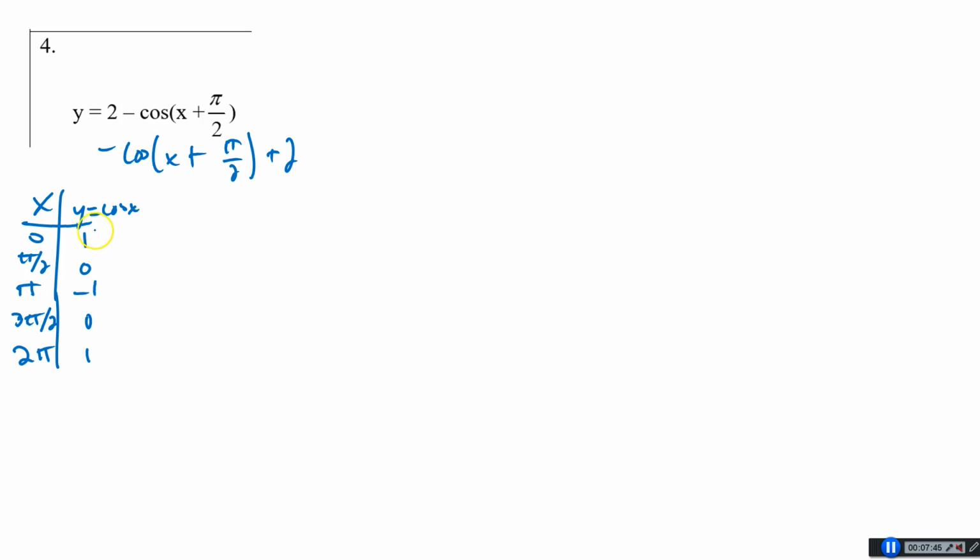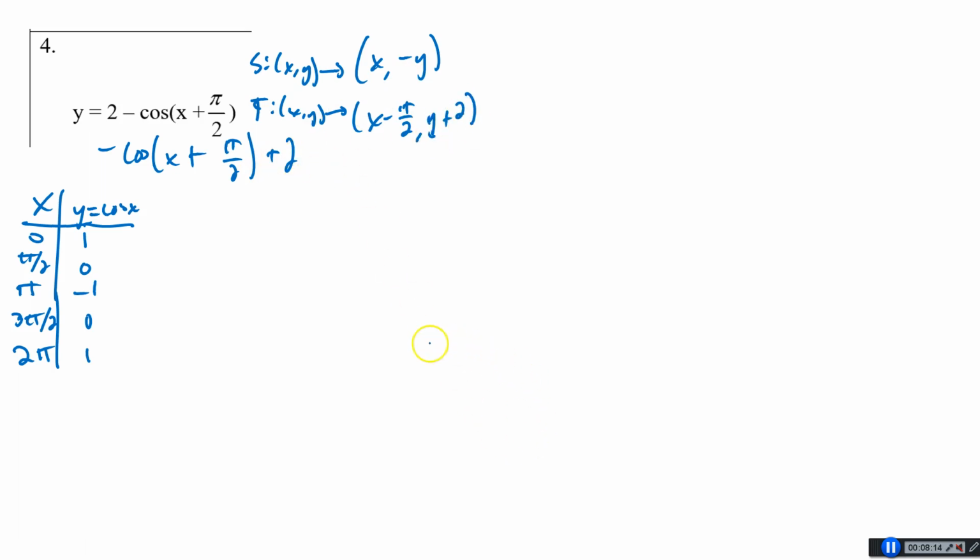Okay, and now what we're going to do is we're going to see what our scale and translation are. So it looks like our scale change takes xy to, is there any scale change at all? I don't think so. It's just a -y. So the x is left alone, the y's are made negative. That's what this negative on the front does. And the translation then takes xy to x minus pi over 2, right? Because it's the opposite of what you want. And the y value is plus 2. I'll shift it up 2 with that 2 right there.